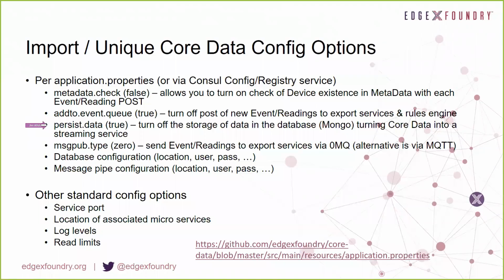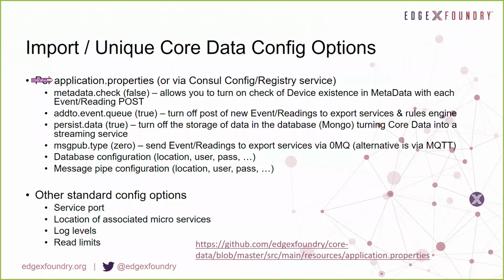Where you want to stream to, whether it be MQTT or 0MQ. Again, configuration options for that. Configuration options for where your database is and how you get access to it. Again, by default, we use Mongo, but there's no reason you couldn't configure for other options. And which particular message pipe you're using with regard to 0MQ or MQTT, and how you get access to that pipe, all configured by these unique core data configuration options that are specified in the application.properties file inside of core data.